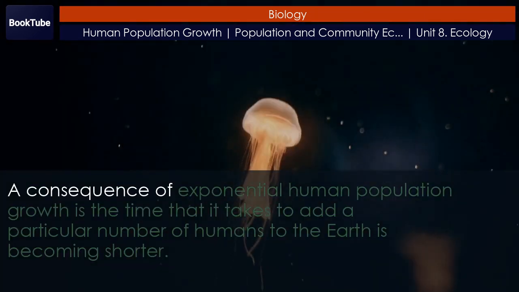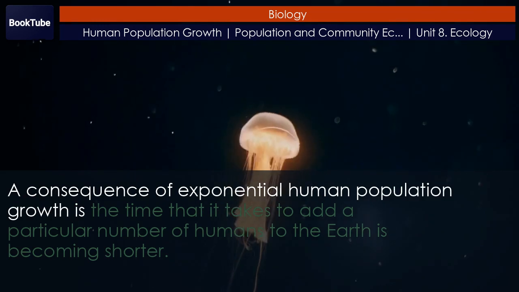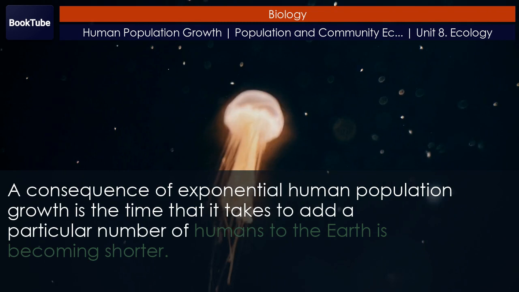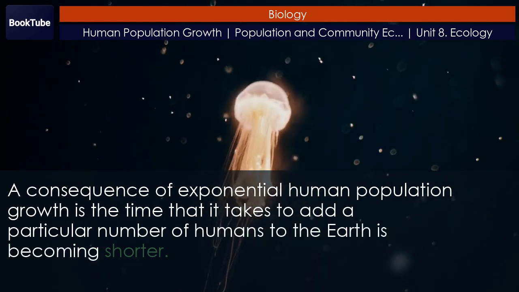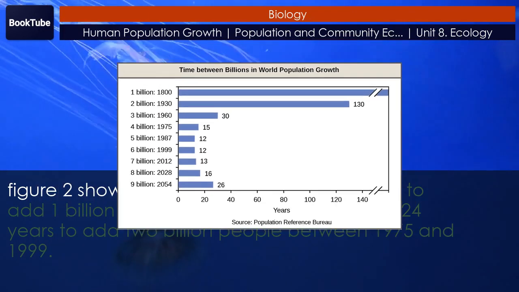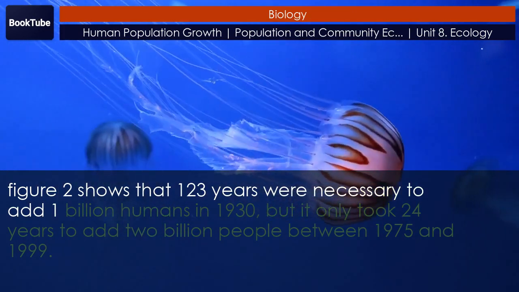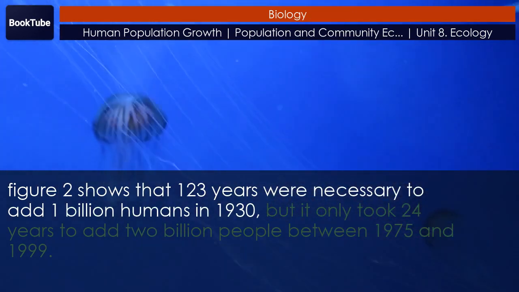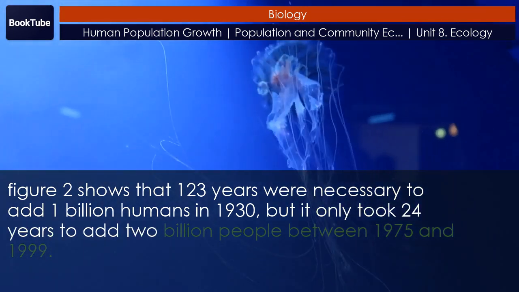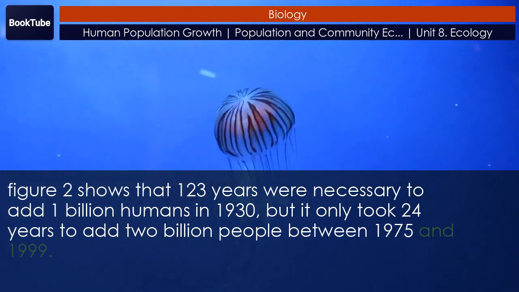A consequence of exponential human population growth is the time that it takes to add a particular number of humans to the Earth is becoming shorter. Figure 2 shows that 123 years were necessary to add 1 billion humans in 1930. But it only took 24 years to add 2 billion people between 1975 and 1999.